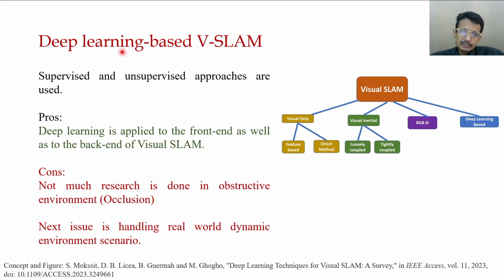What we are mainly interested in is deep learning based VSLAM. Supervised and unsupervised approaches are used. The main advantage is that deep learning is applied to the front end as well as the back end of the visual SLAM, so there is a lot of improvement. And what is the disadvantage? Not much research is done on obstructive environments and occlusion. The next issue is handling real world dynamic environment scenarios. So these are some challenges, but there is open room in this research.